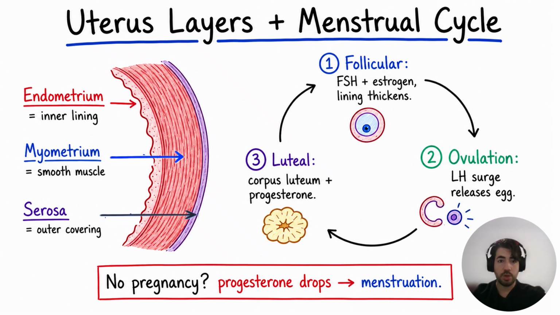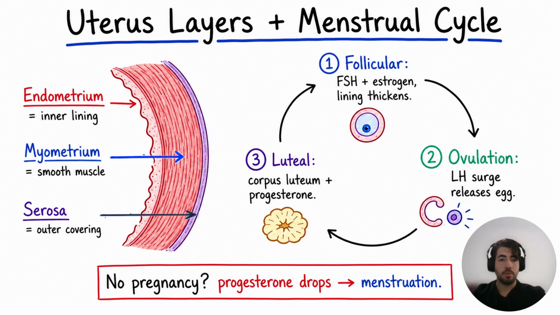After ovulation, we enter the luteal phase. So the empty follicle becomes the corpus luteum, and the corpus luteum will be producing progesterone. Progesterone helps maintain the uterine lining. Okay, so if pregnancy does not happen, progesterone doesn't need to protect anything, so progesterone drops, the lining sheds, and menstruation starts all over again.